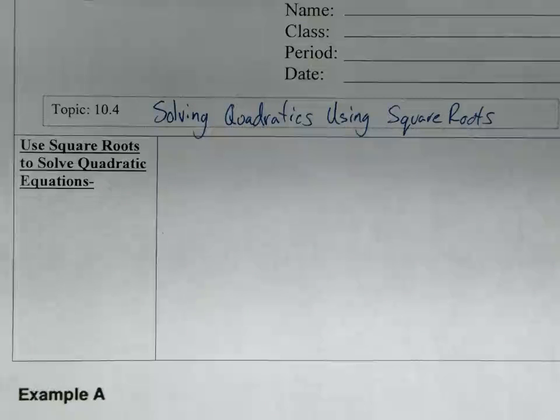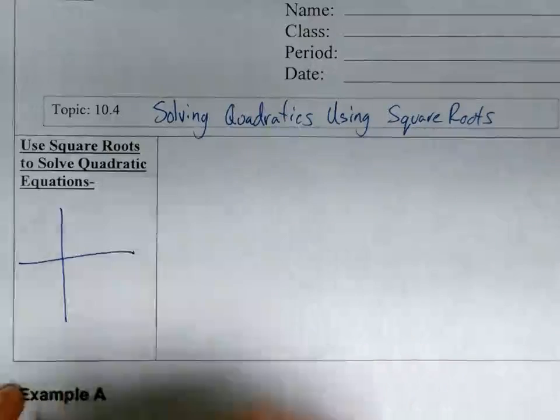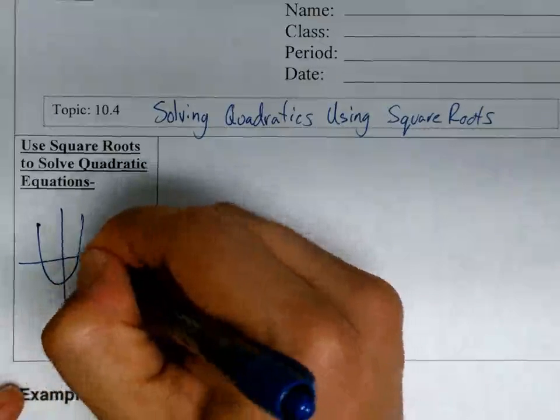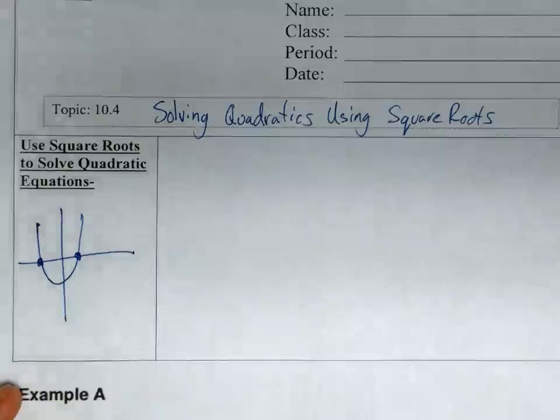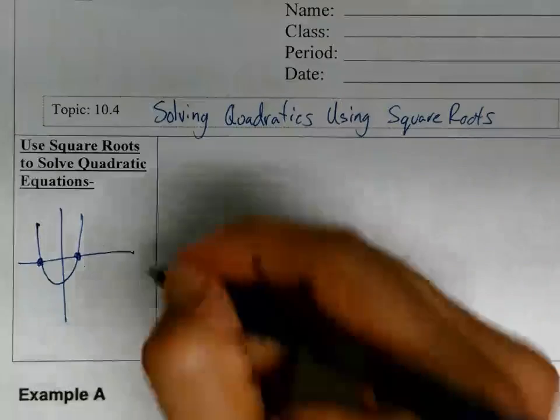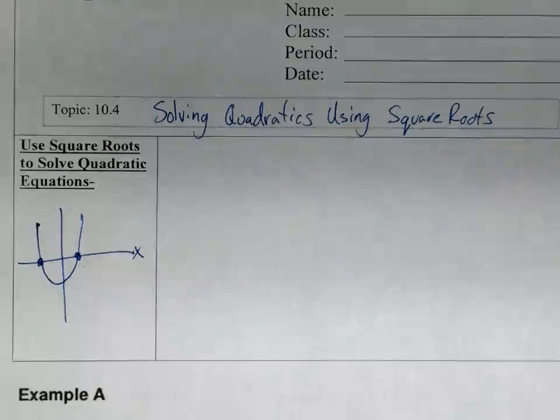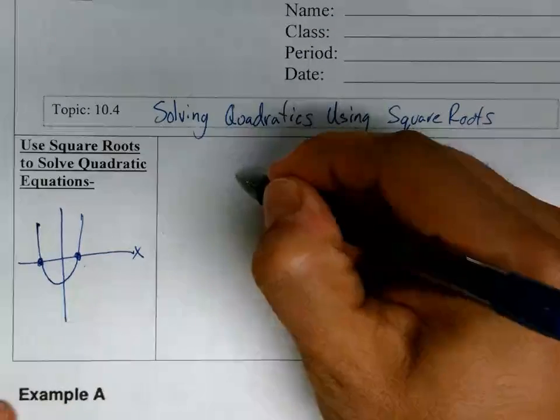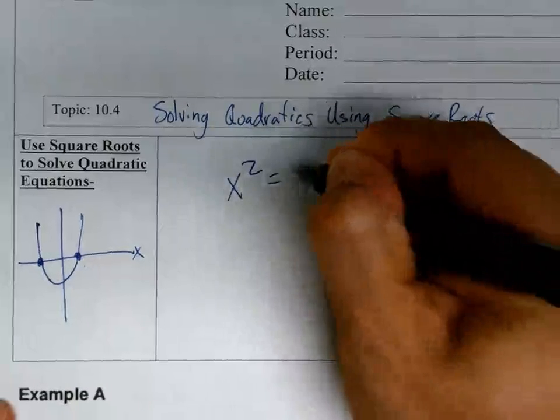On Friday we solved quadratic equations using a graph. Okay, so remember what that looks like is that if I have a graph, then my two solutions, also called zeros, are going to be where the parabola crosses the x-axis. Okay, those 2 points. What we're going to do now is a very simple equation.